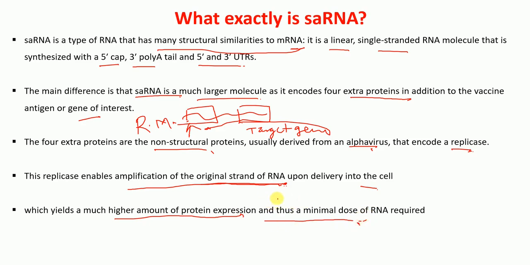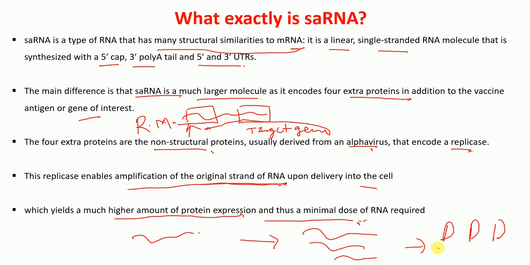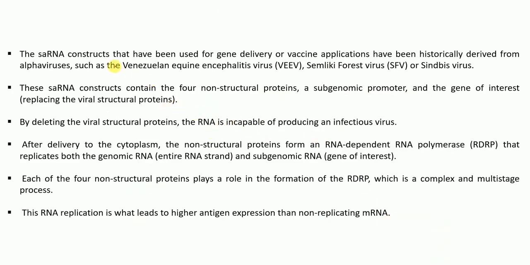Because what is the advantage of using self-amplifying RNA? We use one self-amplifying RNA and it is amplified, and we get a lot of protein. Right? This is RNA and this is protein. We get a lot of protein. So that means that we need a low dose. This is a very, very big advantage. With a low dose of self-amplifying RNA, we can achieve a higher amount of protein expression. Right?